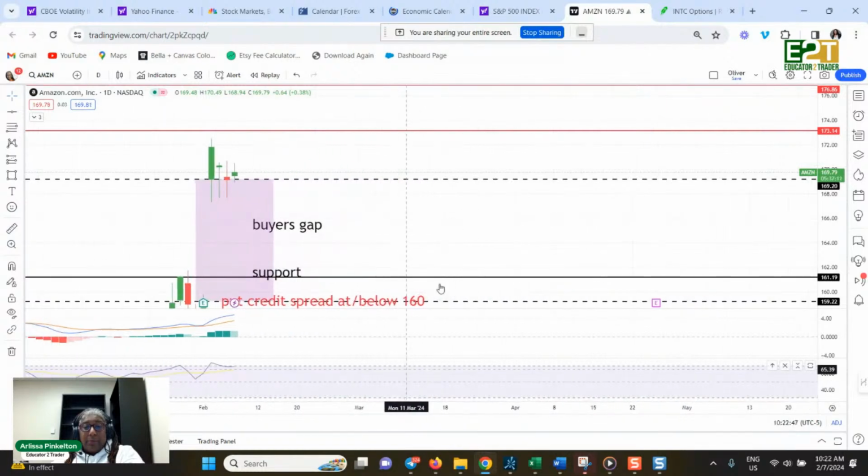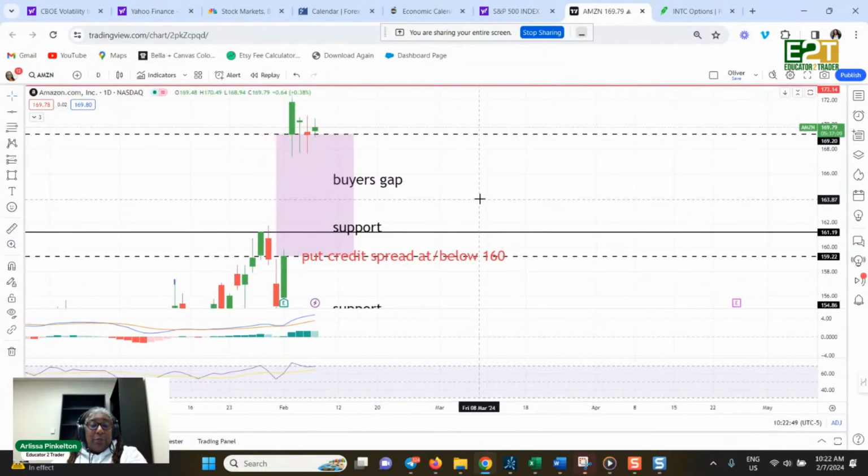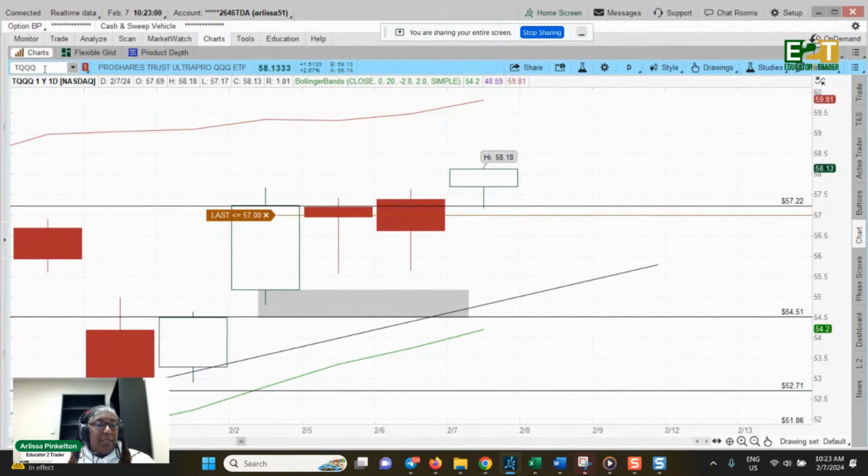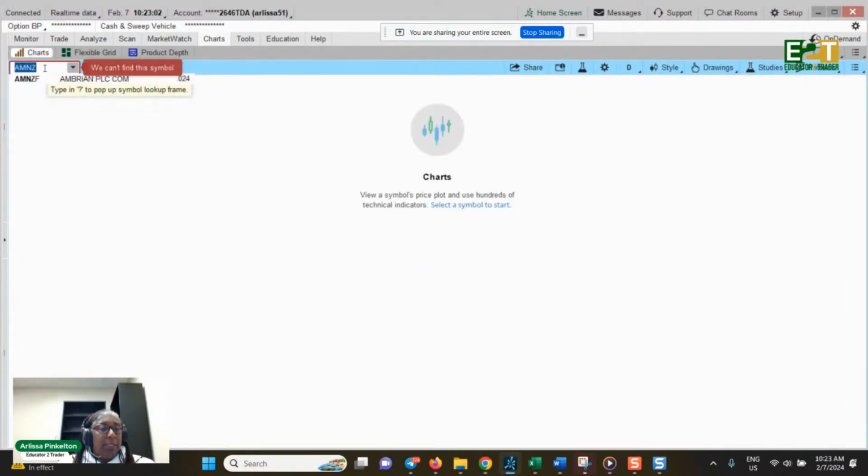Okay. If you wanted a put credit spread, you could get one underneath, in this support area. There's support at 161. Let's go look on the chart. Look at the trade and see what kind of money is there, because if the money ain't worth it, then it ain't worth it.